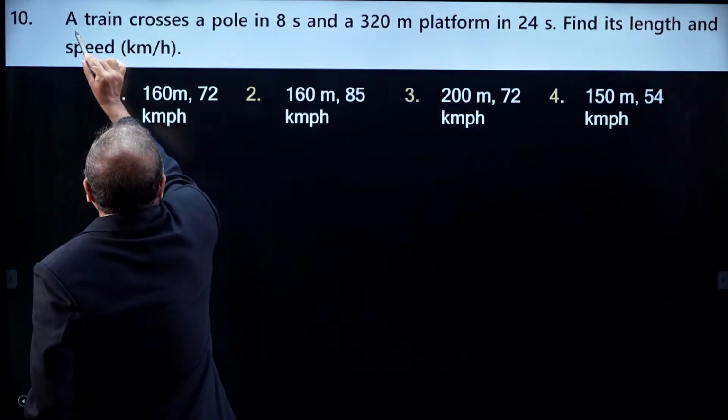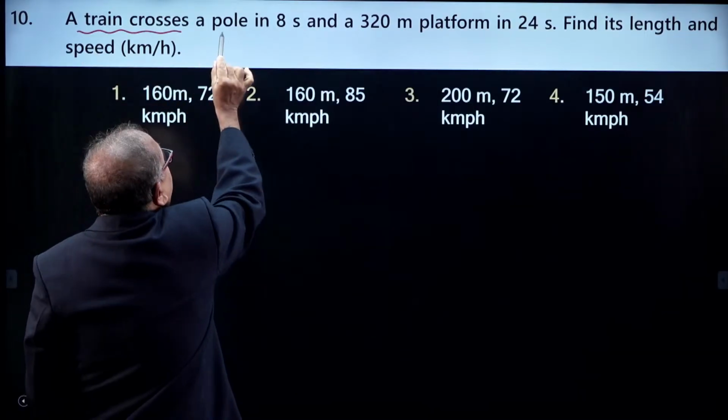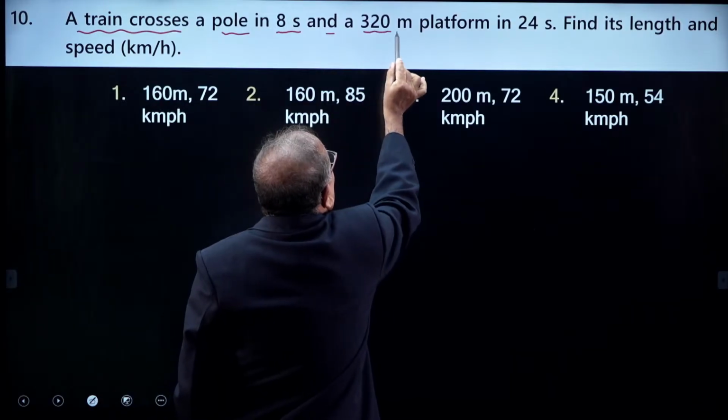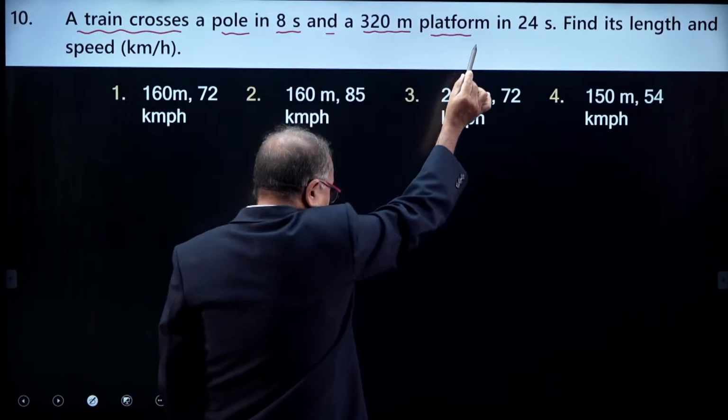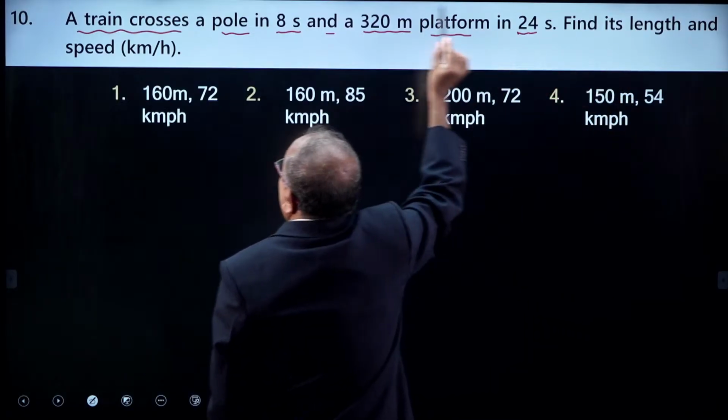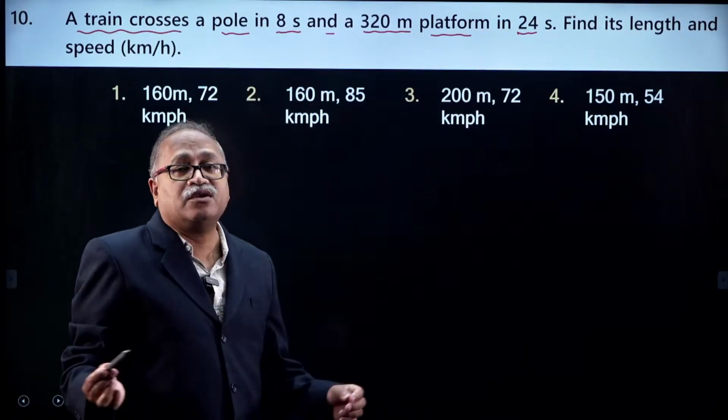Here, a very simple question. A train crosses a pole in 8 seconds and a 130 meter platform in 24 seconds. Find its length and the speed in kilometer per hour.